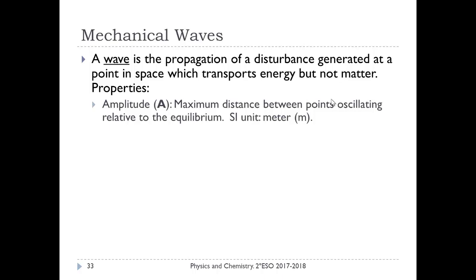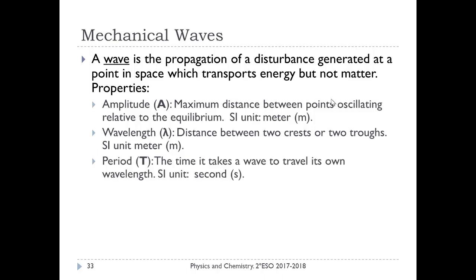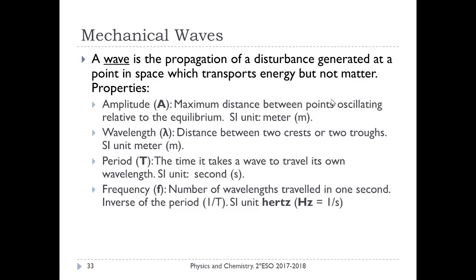Mechanical waves. A wave is the propagation of a disturbance generated at a point in space which transports energy but not matter, and it has some properties. Amplitude, which is a capital A, is the maximum distance between two points oscillating relative to the equilibrium, and it's measured in meters. The wavelength, whose symbol is lambda, this Greek letter, is the distance between two crests or two troughs, and the SI unit is meter.